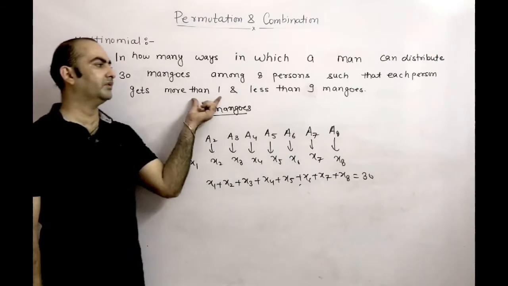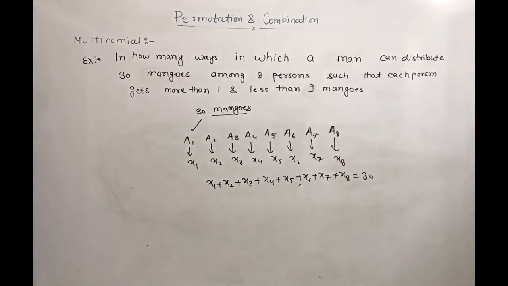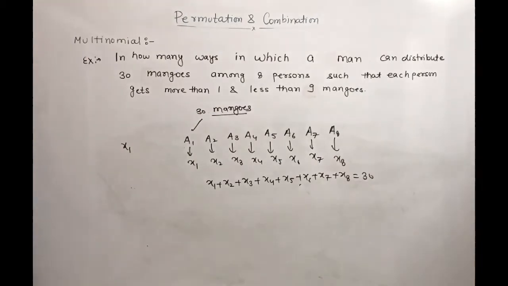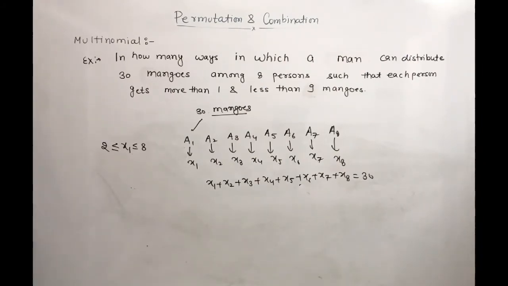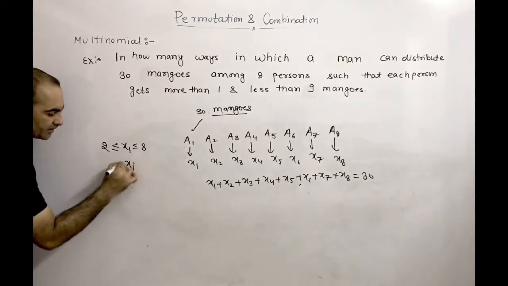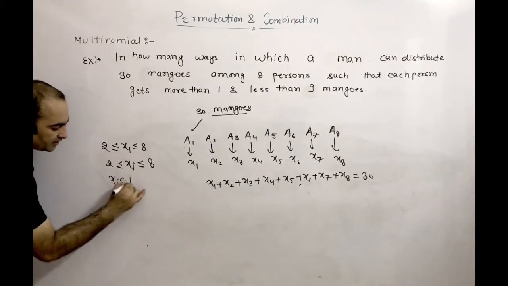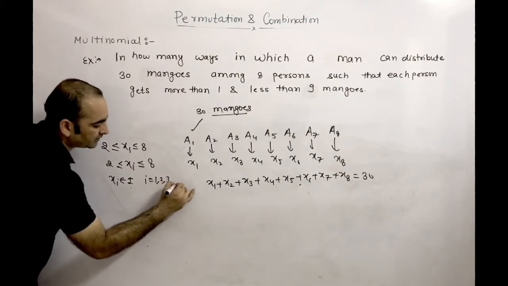Okay, and the other thing given is that each person gets more than 1 and less than 9 mangoes. Suppose A1 is getting x1 mangoes and x1 should be an integer. So x1 should be more than 1, and x1 is an integer, so we can say x1 should be greater than or equal to 2 and less than 9. So 9 is not possible, so less than or equal to 8, because x1 should be an integer. The same thing will come for x2, x3, x4, x5, x6, x7 and x8. So what we can write? xi should be greater than or equal to 2 and less than or equal to 8, where xi belongs to integers and i is 1 2 3 so on till 8.